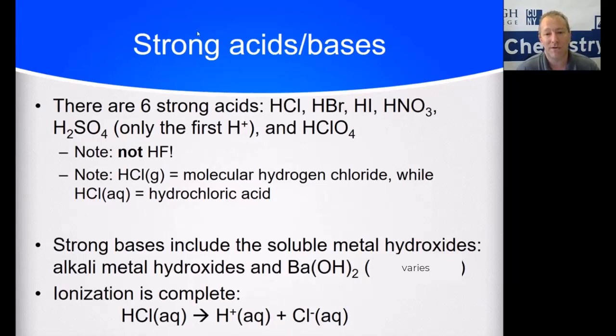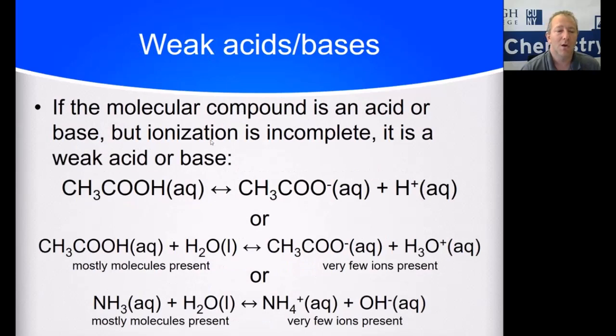What this means for strong acids and strong bases is that the arrow only goes to the right. You throw it in water, it fully ionizes. Every single molecule you throw in fully ionizes to the H plus and the anion. For the bases, it fully ionizes to the cation and the hydroxide ions. Weak acids and bases, on the other hand, do not fully ionize. Notice the arrow goes both directions.